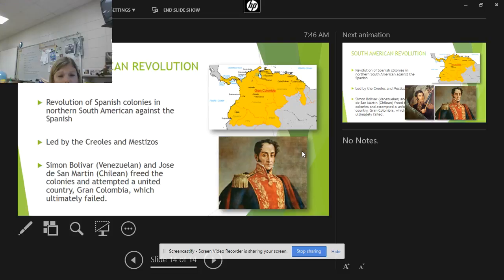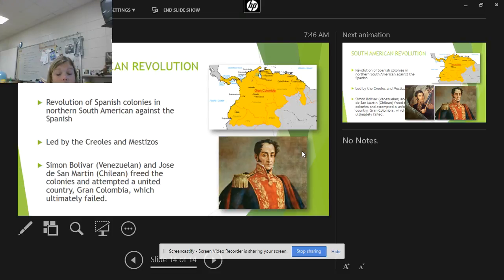They're going to be led by mostly Creoles and mestizos. Simón Bolívar, a native of Venezuela who had been educated in Europe, is going to come back to Venezuela to help lead the Creoles against the Spanish people. He will team up with a man named José de San Martin, who is Chilean, and free the northern colonies all the way down to Chile and Peru. And if you guys remember, he'll actually try and get a united country called Gran Colombia going, but there's too much infighting, too many differences, which will ultimately fail.